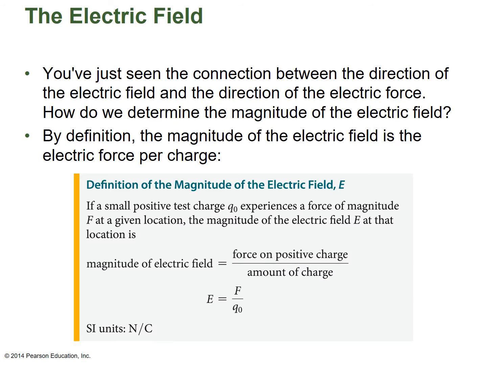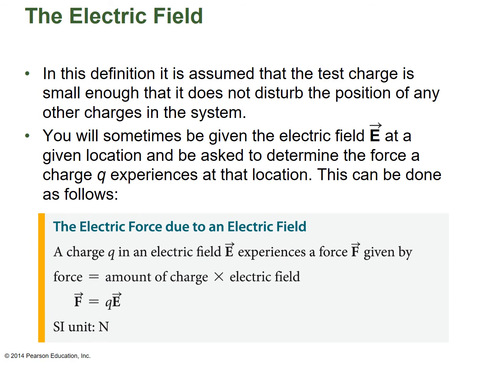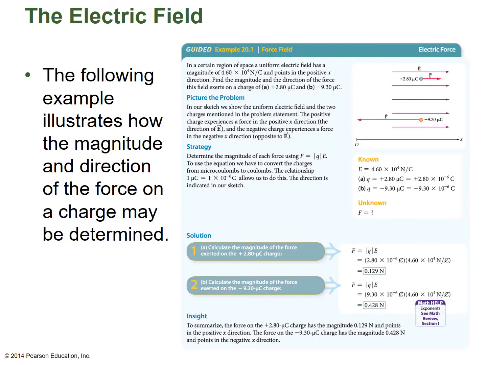Now let us use the definition of the magnitude of the electric field. If a small positive test charge q naught experiences a force of magnitude F at a given location, the magnitude of the electric field E at that location is the force on the positive charge over the amount of the charge, so E will be F over q naught. Again, the electric force then will be q times E.